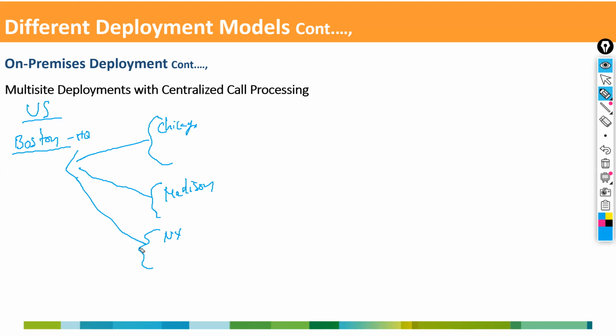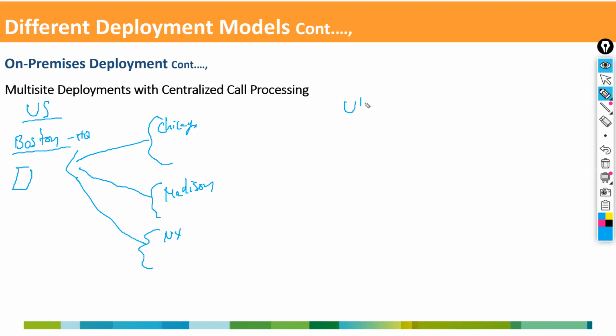Now, what type of deployment model is this? Multi-site with centralized call processing. We have multi-site, right? Where is the single site? Multi-site with centralized call processing, because in Chicago, Madison, and New York we are not installing any CUCM. CUCM is installed in Boston. This is the one thing.